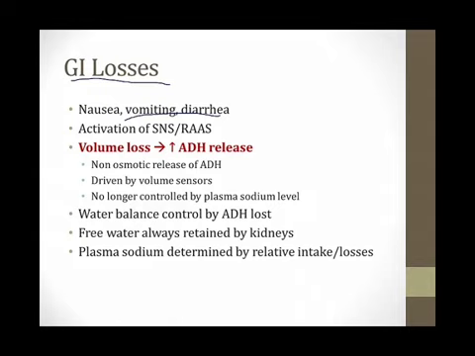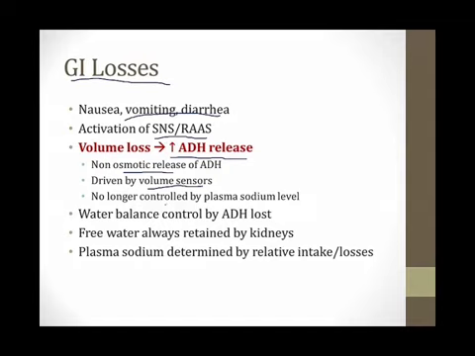This leads to contraction of the effective circulating volume and activation of the sympathetic nervous system and RAS systems. In addition, the volume loss leads to ADH release. This is that non-osmotic release of ADH. It's driven by volume sensors, not plasma osmolality sensors. So when you are in a state of significant GI losses, you are in a hypovolemic state, and ADH will be released no matter the plasma sodium level.